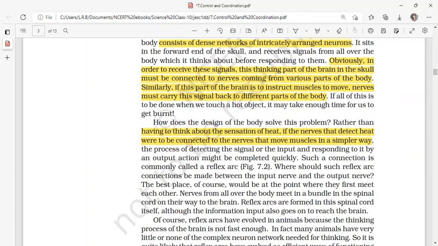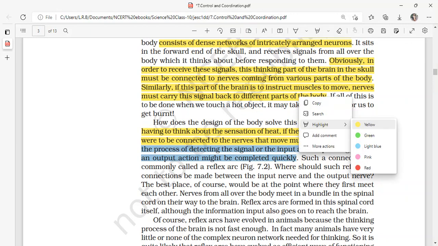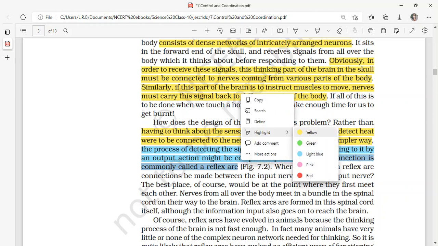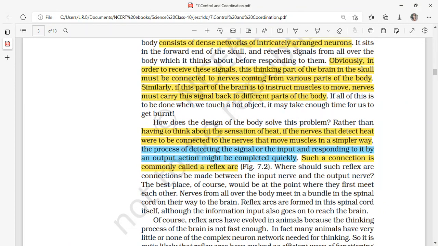The process of detecting the signal or input and responding to it by an output action is completed quickly. By this simple connection between the nerves and the muscles where the sensation of heat occurs, the body completes the action quickly. Such a connection is commonly called a reflex arc. It is not a circle, because the information is not moving to the brain and from the brain again to the muscle. It is not a circulation process, like in a double circulation, isn't it? Instead it is an arc, meaning an incomplete circle.